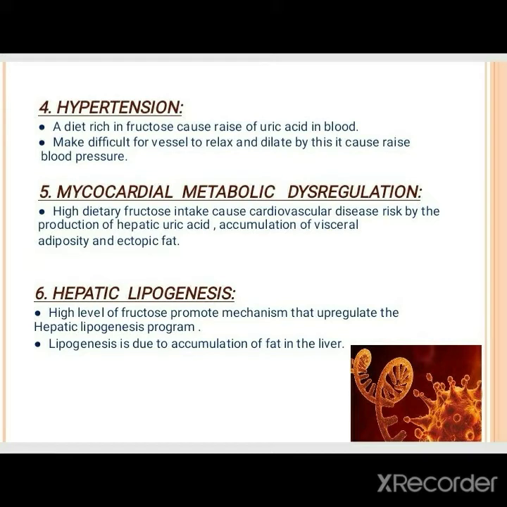The other is hypertension. A diet rich in fructose causes the rise of uric acid in blood. Fructose reduces the production of nitric oxide and makes it difficult for vessels to relax and dilate. Its symptoms include heart disease, stroke, and blood in urine. The next disorder is myocardial metabolic dysregulation. High dietary fructose intake increases the cardiovascular disease risk by the production of hepatic uric acid and accumulation of visceral adiposity and ectopic fat. Its symptoms include fatigue, indigestion, and shortness of breath.